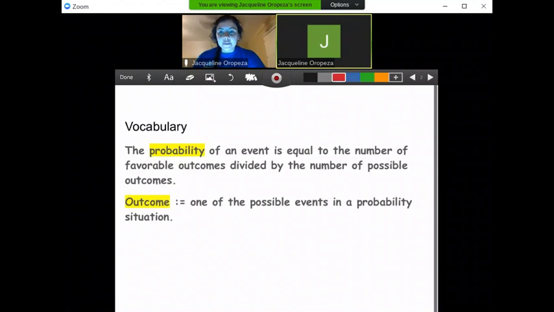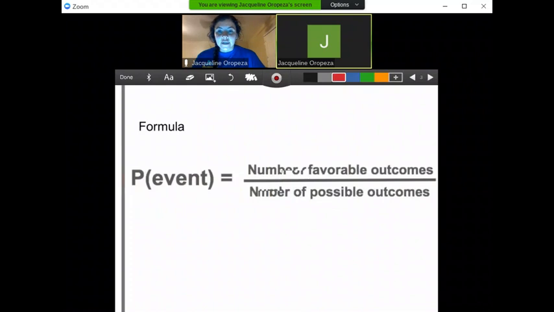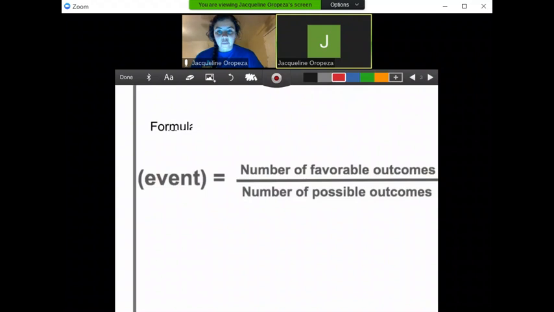The probability of an event is equal to the number of favorable outcomes divided by the number of possible outcomes. An outcome is one of the possible events in a probability situation. When we're asking ourselves, what is the probability of something happening? This is the formula that we try to follow to find the probability.